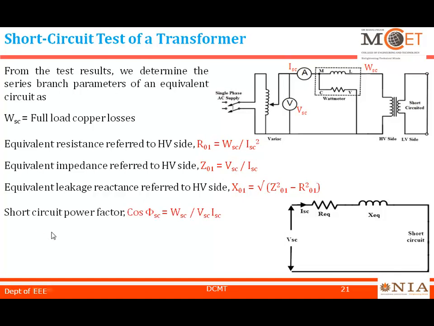Next we are going to find the short circuit power factor. Cos theta SC is equal to WSC divided by VSC into ISC. Generally for a single phase supply, the power is equal to VI cos theta. So from that you find cos theta, which is power divided by voltage into current. This is the short circuit power factor.